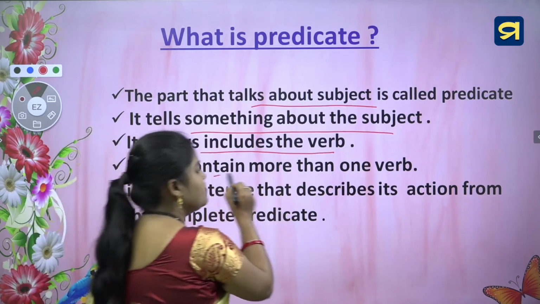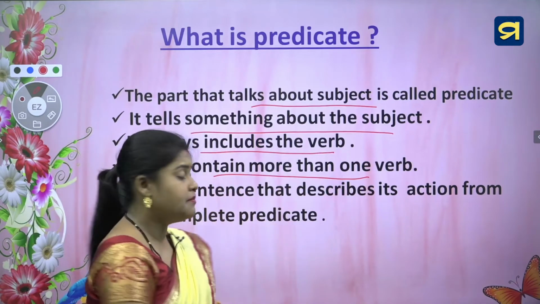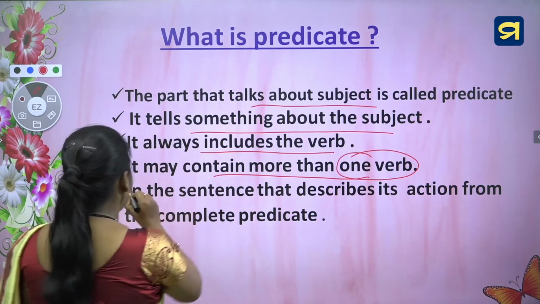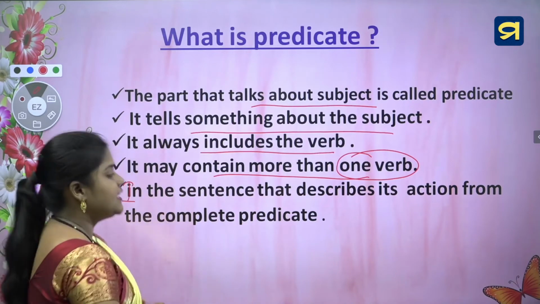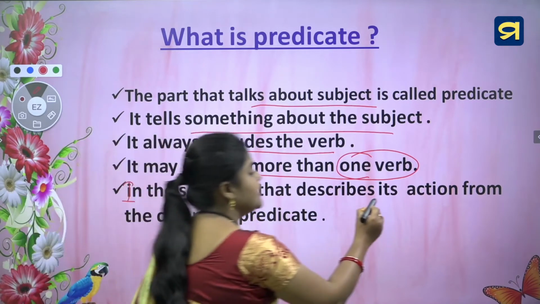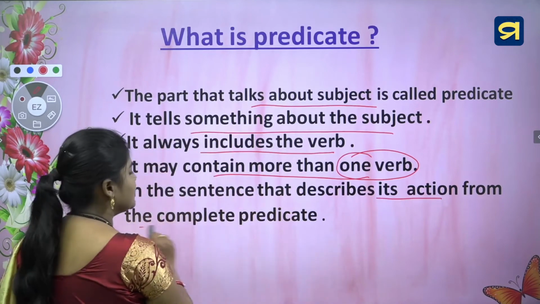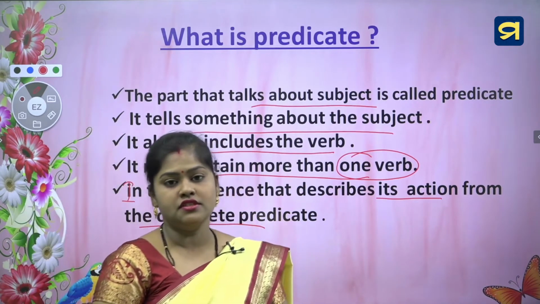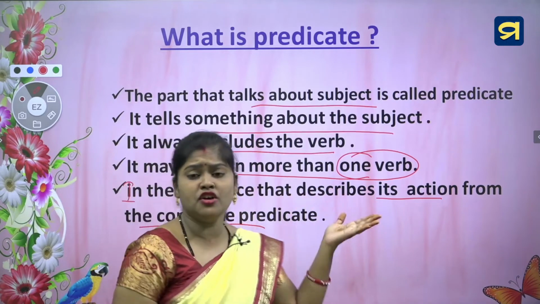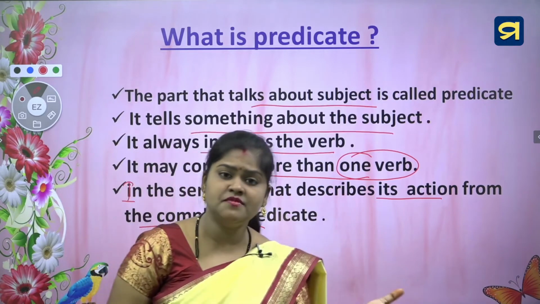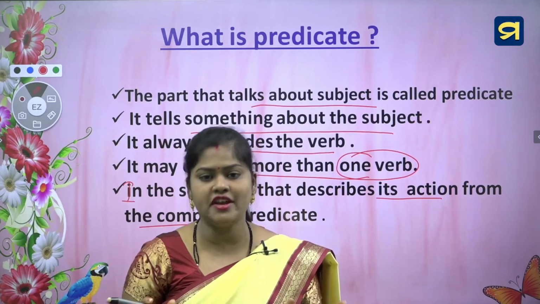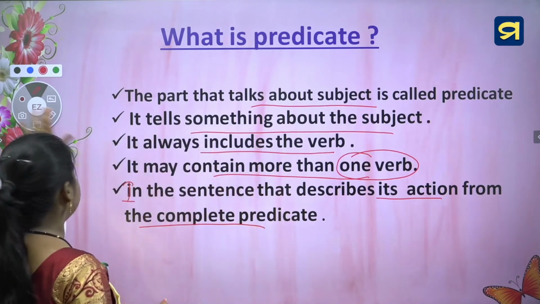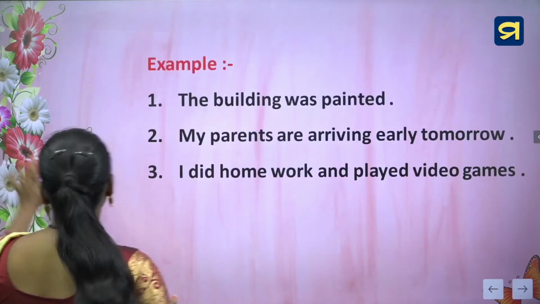It may contain more than one verb in the sentence that describes its action from the complete predicate. Okay, always remember, my dear students, the rest part of the sentence excluding the subject is called predicate. It is the easy way to identify the predicate in a sentence. Okay, see, we have some examples here.